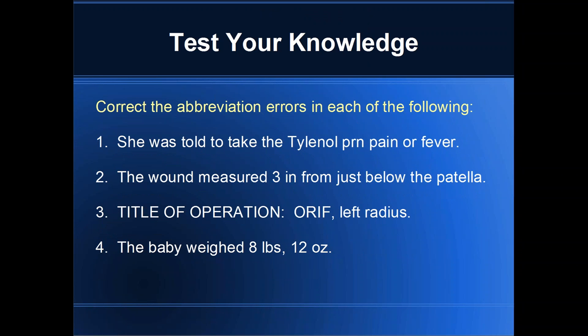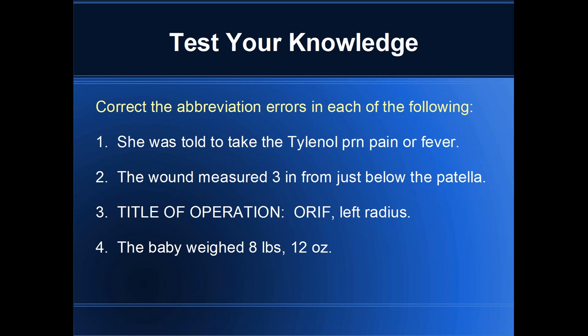Okay, here we go. Little test. Get your pens and pencils out, ladies. Correct the abbreviation errors in each of the following. There's four here. One: she was told to take the Tylenol PRN pain or fever. Don't give them to me all at once. Just write them down, note them, and then you can yell out the answers later when we're asked. The second one is: the wound measured 3 in, as in inches, from just below the patella. And the third one is: title of operation ORIF left radius.